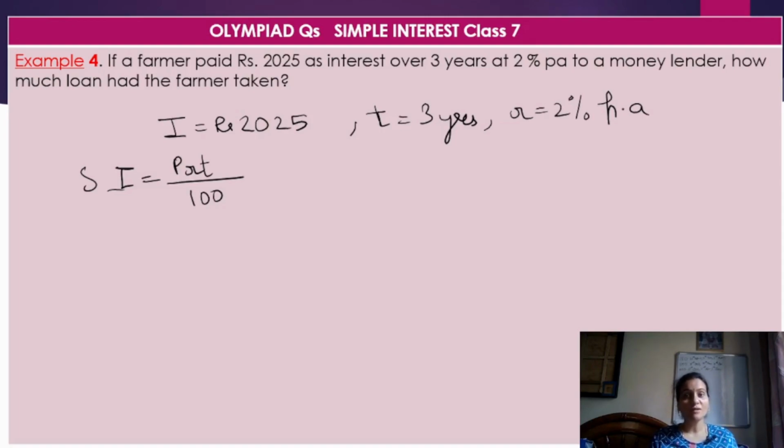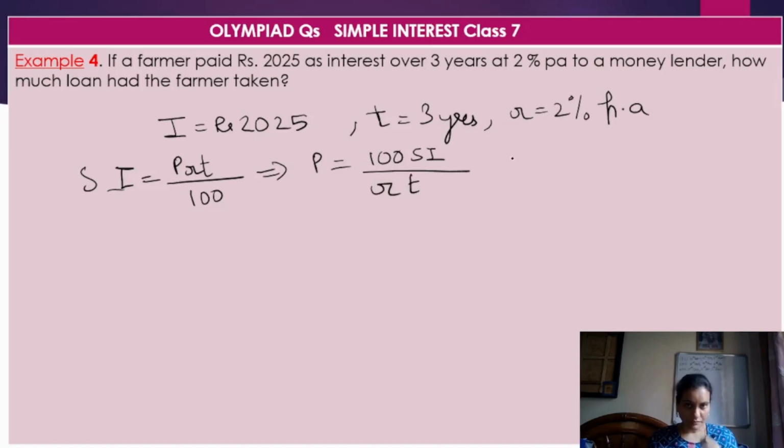How to solve now? I have not come across this word loan in simple interest. Loan is that principal that the farmer had taken for some of his work from the money lender. तो वही पैसा, उसके ऊपर जो इंटरेस्ट हुआ है, उस इंटरेस्ट का वैल्यू हमें पता है, मतलब सिंपल इंटरेस्ट का वैल्यू हमें पता है. The only thing that we don't know is this principal. So let's find it out. प्रिंसिपल क्या होगा? प्रिंसिपल होगा 100 into simple interest divided by rate percent by time.